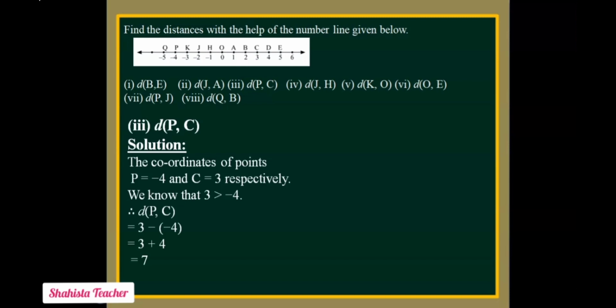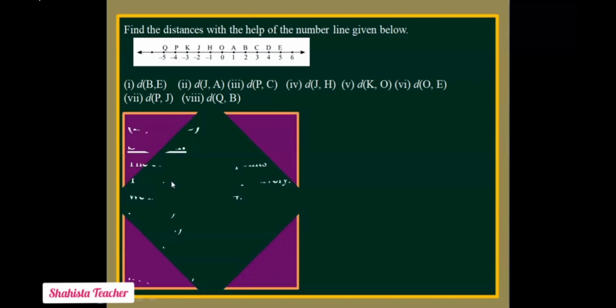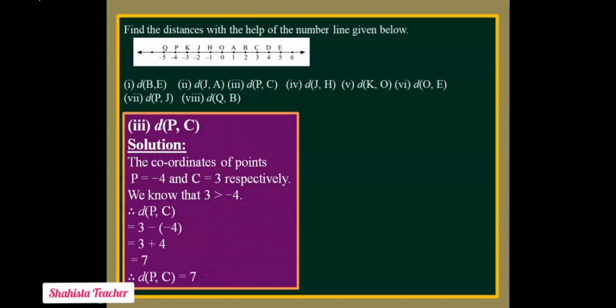So after finding, we come to know that the distance of P comma C is 7 units. Is that clear? In this way we finish sub question 3. Now let's solve sub question 4.